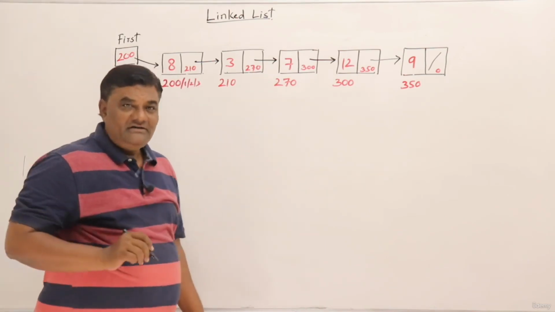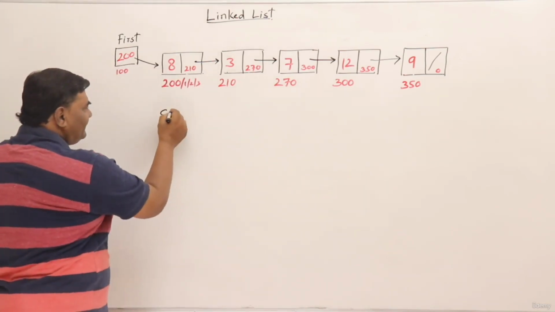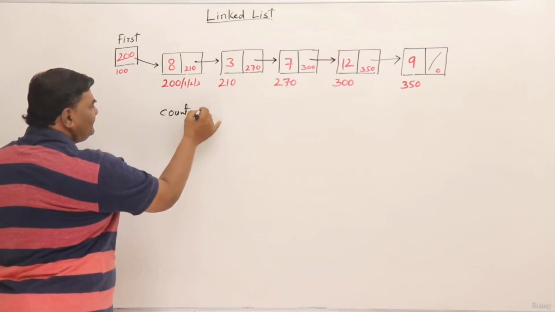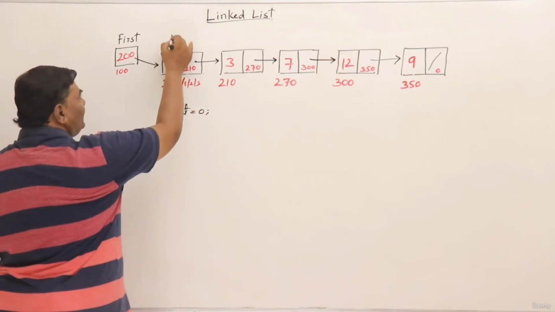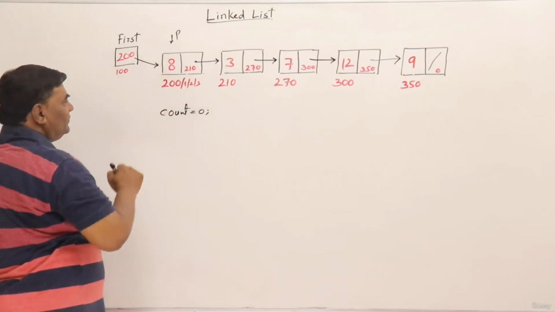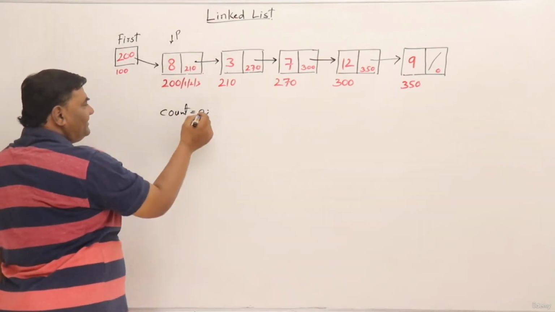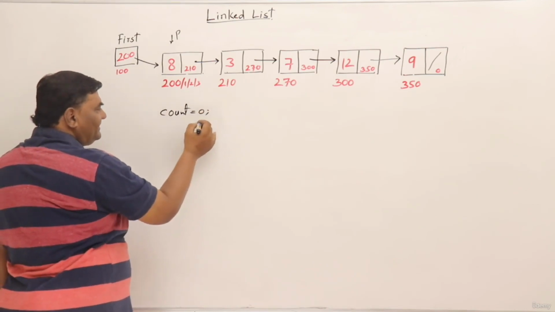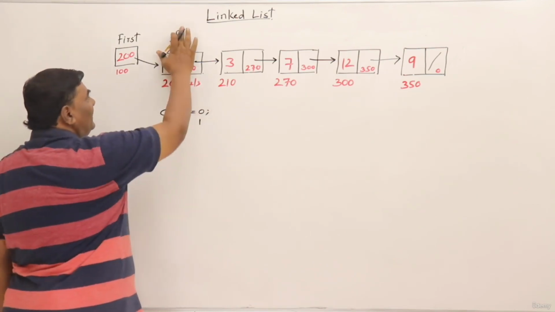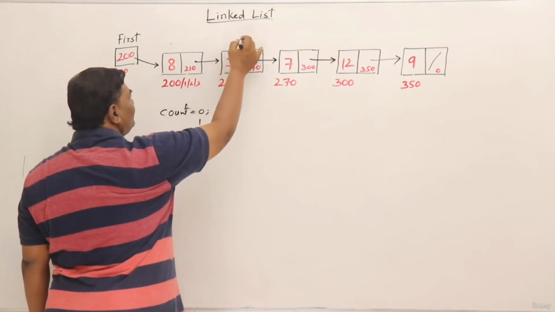So I'll show you the working. I should have some variable, let us say count, and that count is initially 0. Then I should have a pointer p pointing on this first node whose address is 200. So this p will be 200. First step, increment count. So add 1 to it and move p to the next node.